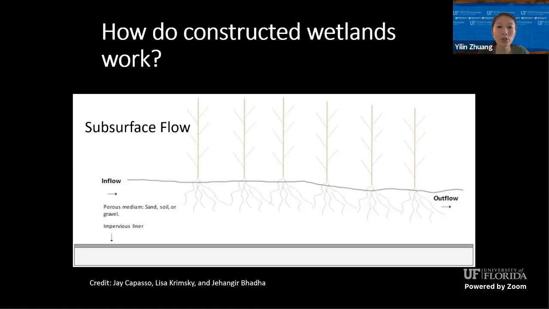Bacteria, along with emergent aquatic vegetation, uptake and transform contaminants as water flows through the wetlands. Some of the advantages of subsurface flow wetlands are they prevent public contact with partially treated wastewater. They do not provide mosquito breeding habitats. They require less land, and also they reduce odor. However, the major disadvantage is they are difficult and expensive to build. With the porous medium, they are prone to clogging.